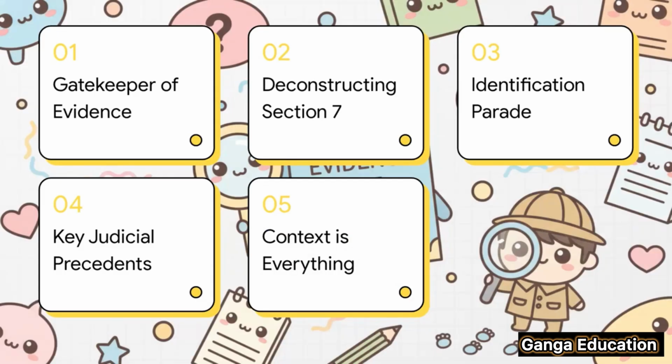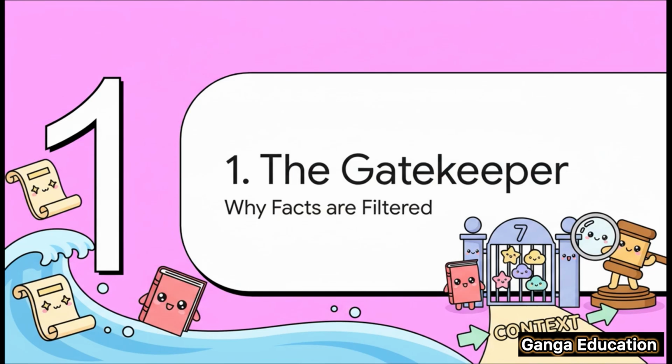Here's the roadmap for this explainer. We'll start by understanding why a court can't just look at any and every fact. Then, we'll get into the weeds of Section 7 itself. After that, we'll explore its most famous real-world application, the identification parade, and look at some key court rulings that have shaped it. And finally, we'll wrap it all up with the single most important takeaway from this powerful law. So let's kick things off with a basic problem courts face.